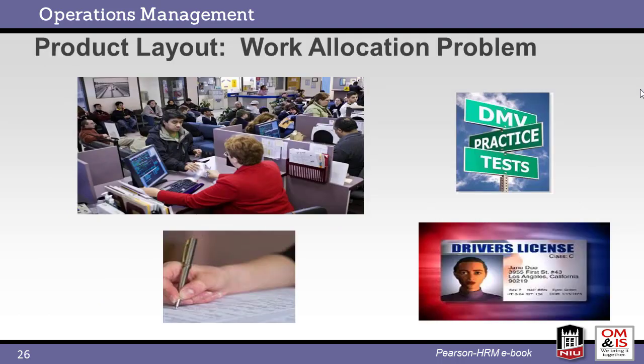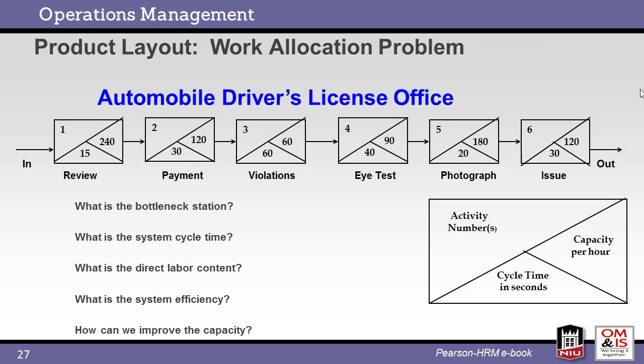Another example of service delivery looks at the Department of Motor Vehicles. In Illinois, this process is handled by the Secretary of State Driver Services. Looking at this example, the issue is one of work allocation. This service blueprint uses different symbols to represent each step in the process. A legend is shown at the right.